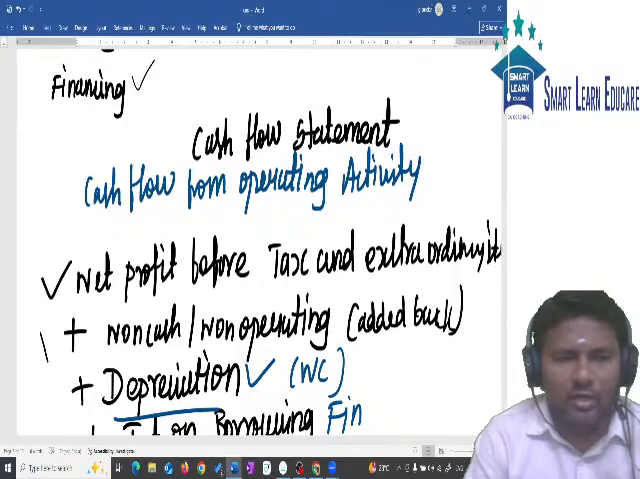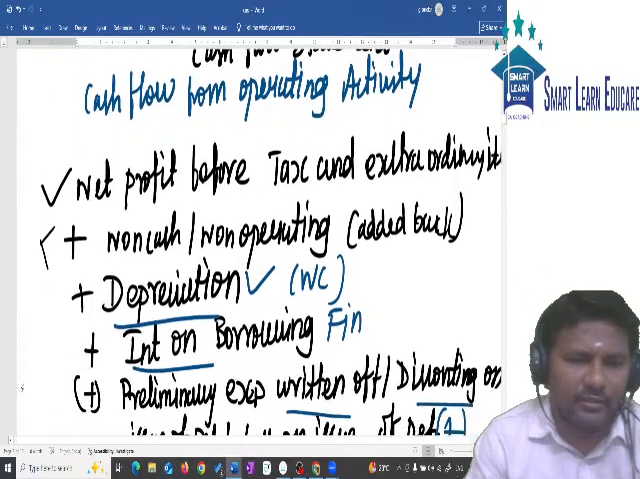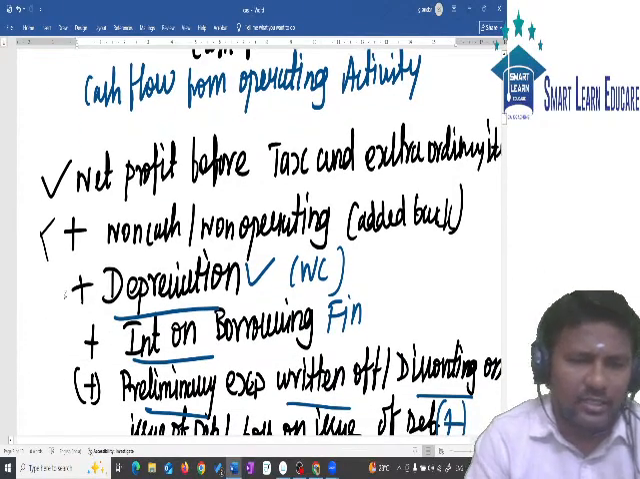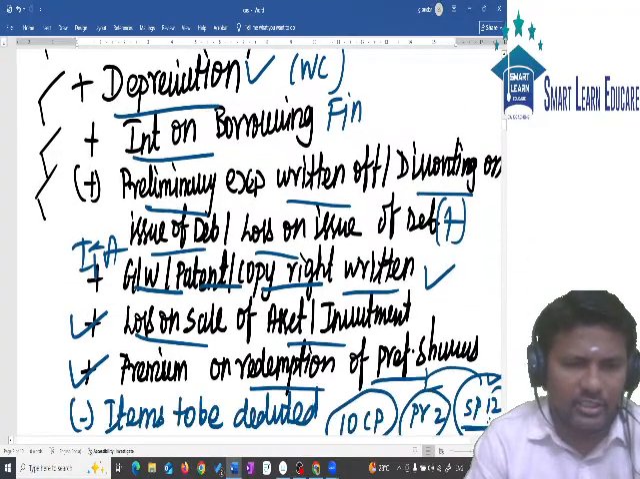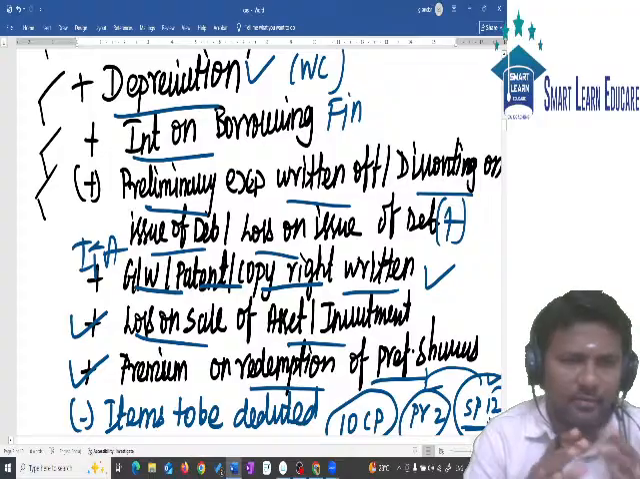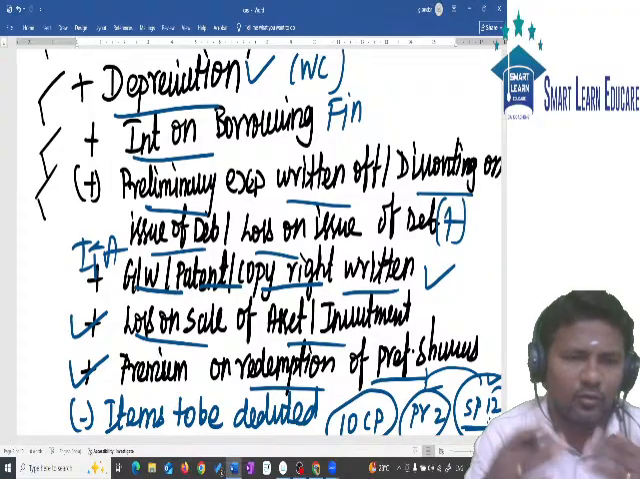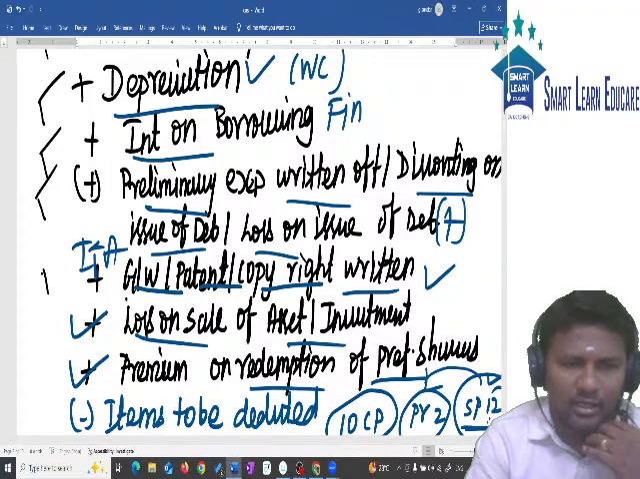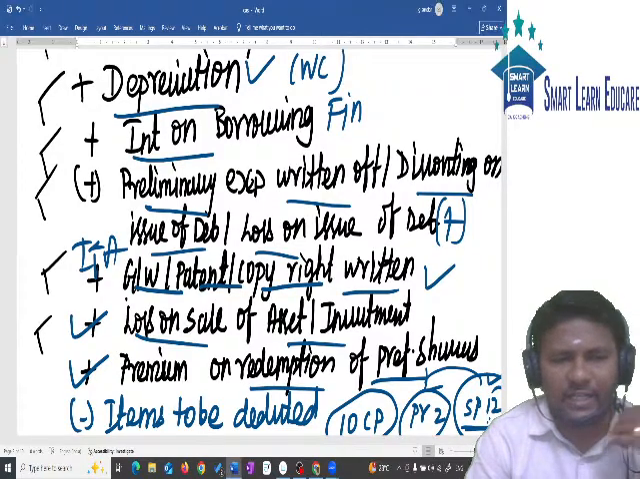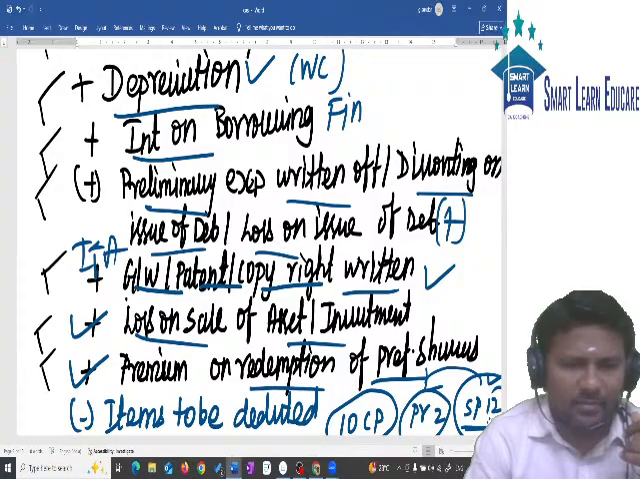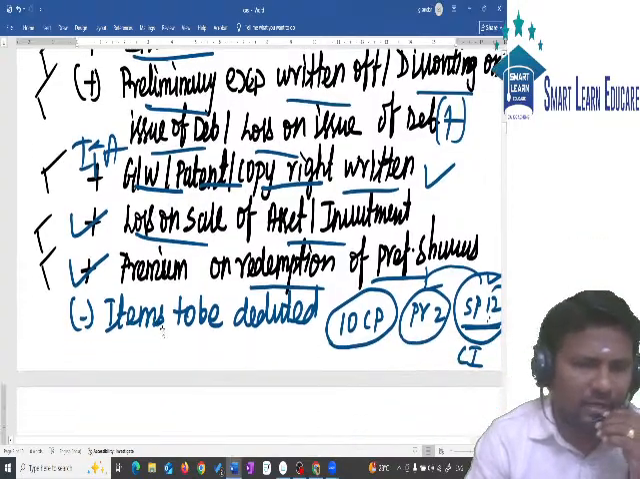With that, non-operating, non-cash items to be added. What are the non-cash items? Depreciation is a non-cash item. Interest is a financing activity. Preliminary expenses is a non-cash item. These are the things that should be added back. This is debited to P&L, but it does not represent cash flow, so it is added back. Goodwill written off should be added back. Loss on sale of asset is an investing activity, so it should be added back. Premium on redemption, non-cash items should be added back.